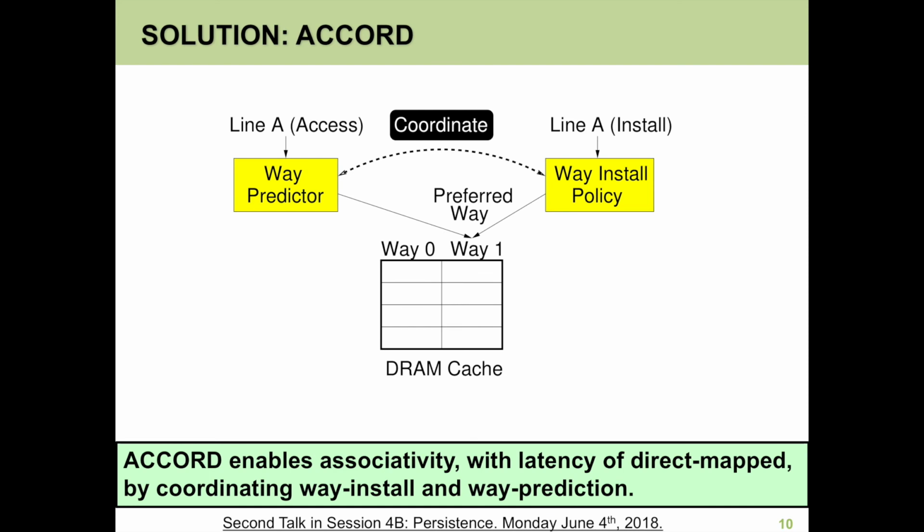To this end, we propose ACCORD, a low-cost mechanism for enabling associativity while maintaining the latency and bandwidth benefits of a direct map cache. Thank you, and we hope to see you at our talk.